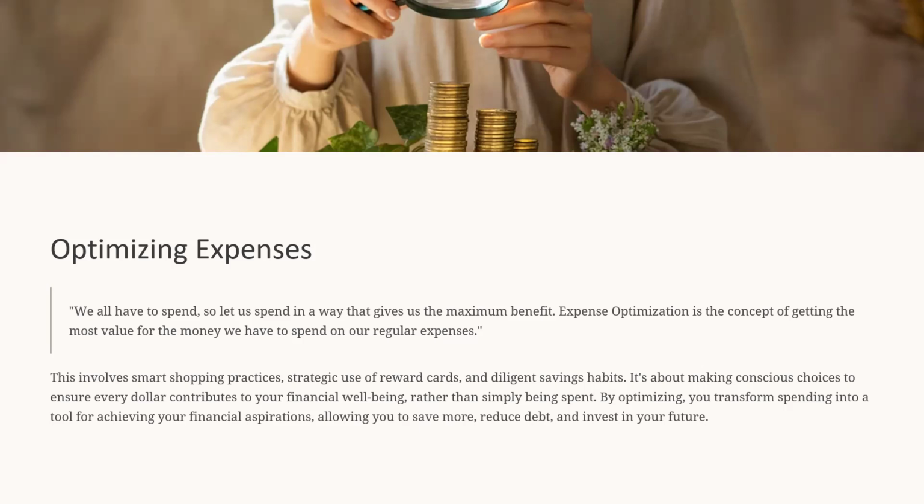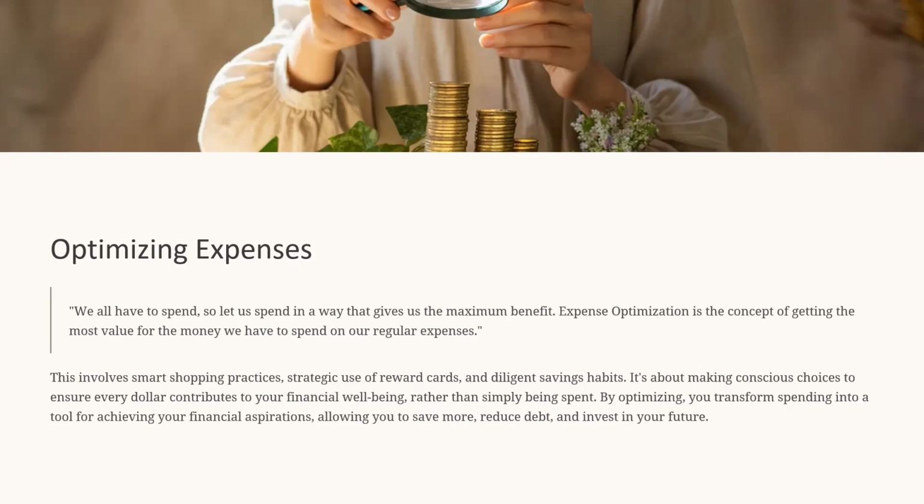And it encapsulates things such as smart shopping practices, the strategic use of rewards, diligent savings habits, as well as the use of credit. It's also about making a conscious decision around where we spend, with whom, and why. So all of those factors come into play.